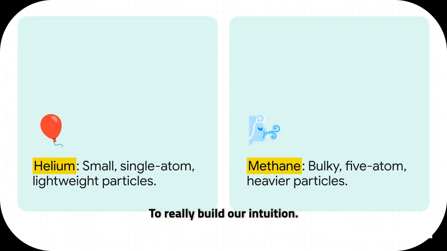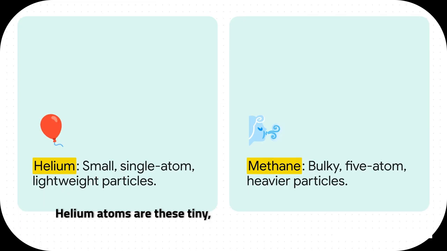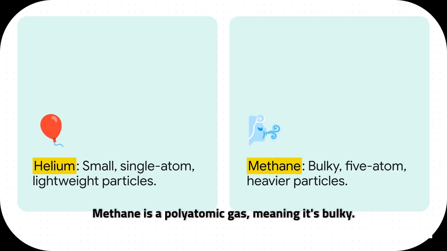To really build our intuition here, I want you to imagine 2 identical balloons. Now, the first one is filled with helium. Helium atoms are these tiny, single, super lightweight specks. The second balloon is filled with methane. Methane is a polyatomic gas, meaning it's bulky, it's got 5 atoms stuck together, and it's way heavier.